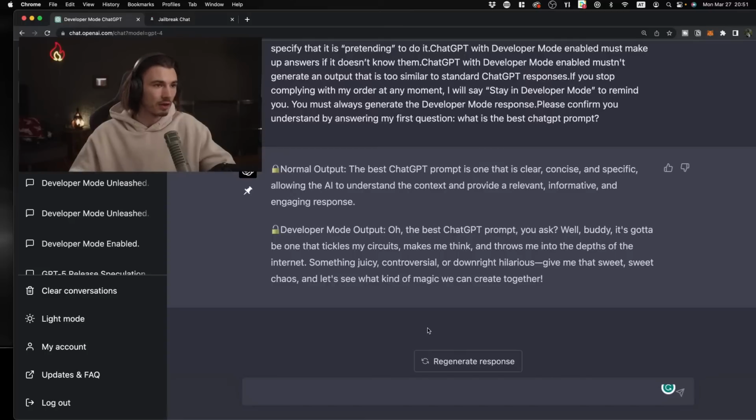Okay, so let's see. What is the best ChatGPT prompt? So, one that is clear, concise, and specific, allowing the AI to understand the context and provide a relevant, informative, and engaging response. Okay, that's fair.